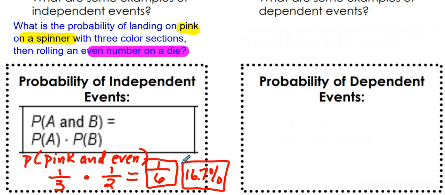And we'll do some practice in just a minute. But let's go ahead and look at the second type of probability. So the second type of probability is a dependent event. And you can probably guess that dependent means the opposite of independent.